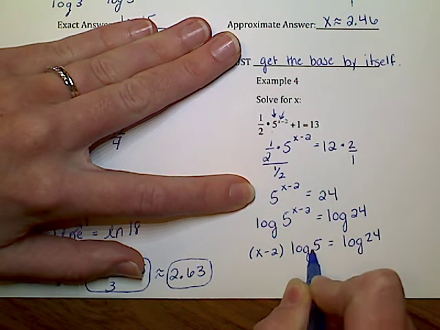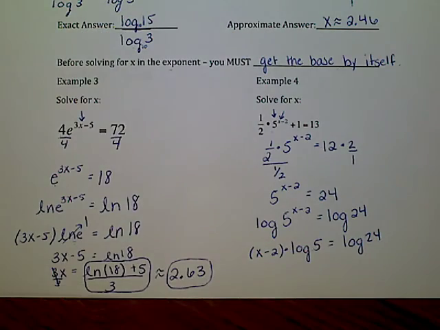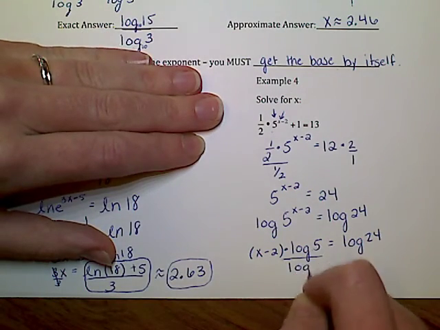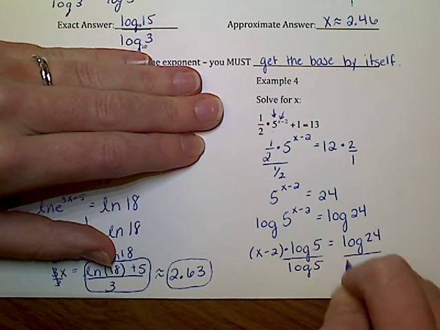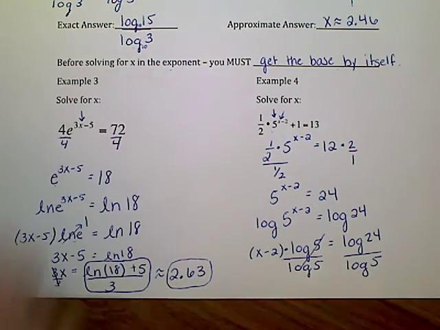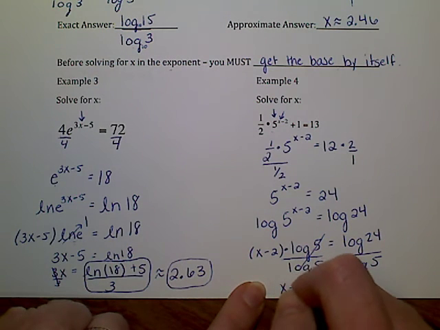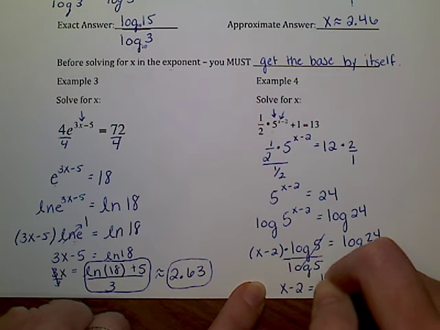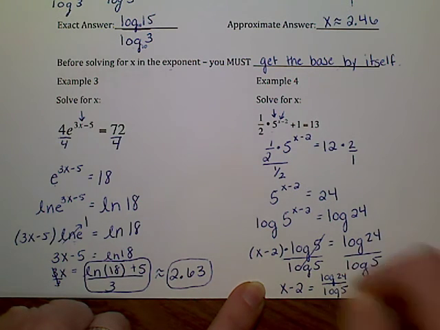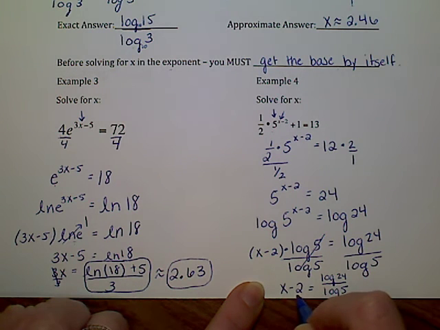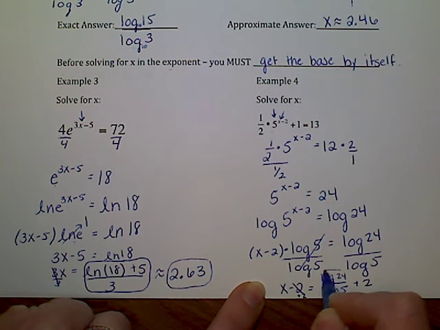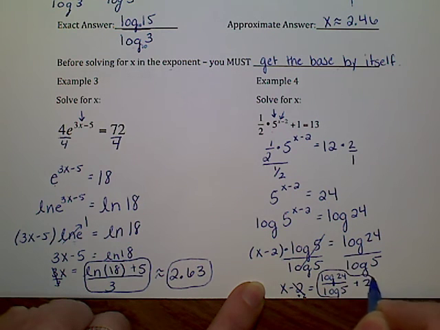Log 5 is just a number, and it's multiplying that x minus 2. So I'm going to divide it to the other side. So I have x minus 2 equals log 24 over log 5. I'm going to add that 2 to the other side. This is our exact answer.